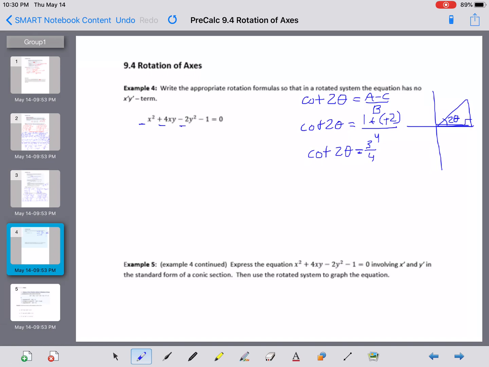Okay, so think about it. Tangent is opposite over adjacent. So cotangent is adjacent over opposite. So from my 2 theta there, my adjacent leg is 3, my opposite leg is 4. And if you wanted to, you could go ahead and find your hypotenuse over here, which is 5. So at least we have a nice 3, 4, 5 triangle.